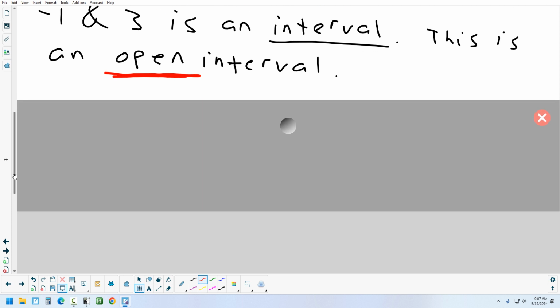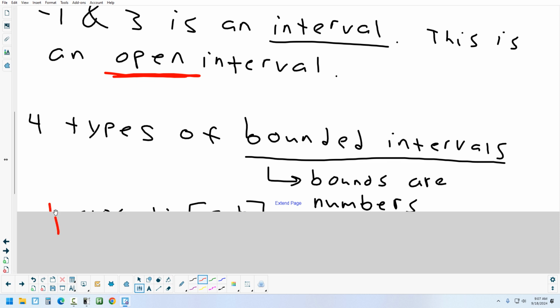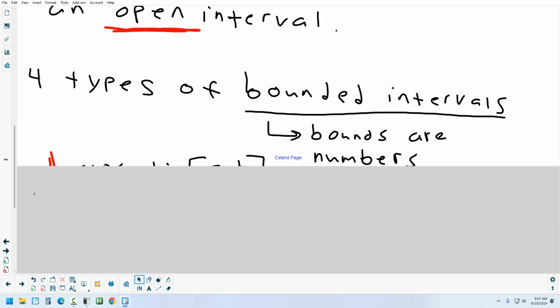Okay, the other term I'm going to talk about is what's called a bounded versus an unbounded interval. So when you have a bounded interval, that means that your endpoints are numbers.